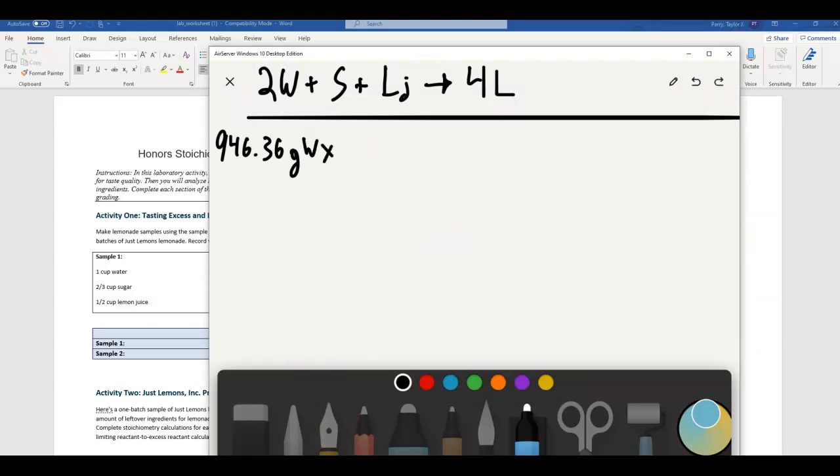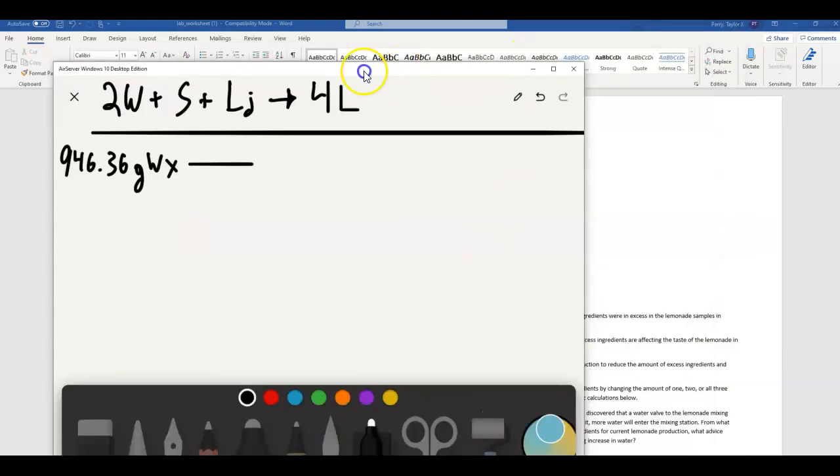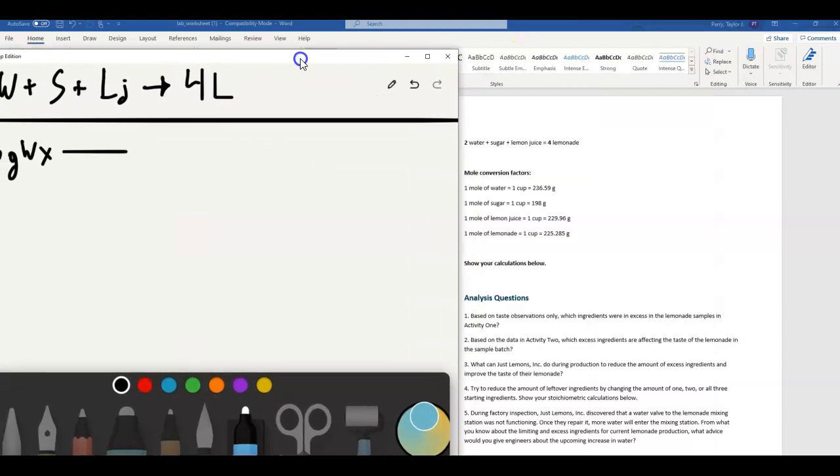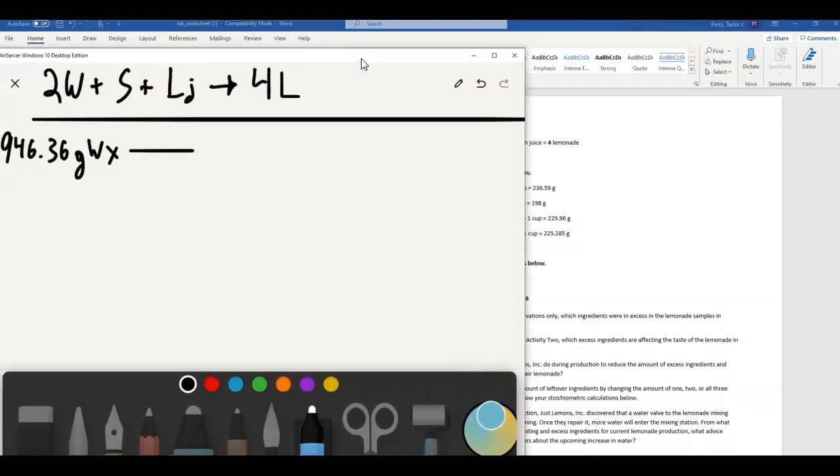Okay, I've already forgotten it. What is it? 236.59 grams. And that's how many are in 1 mole of water. So right off the bat, we've already canceled out our grams of water, and we figured out moles of water. Now we're trying to figure out how much sugar is going to react with all this.